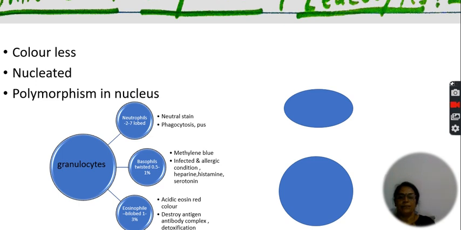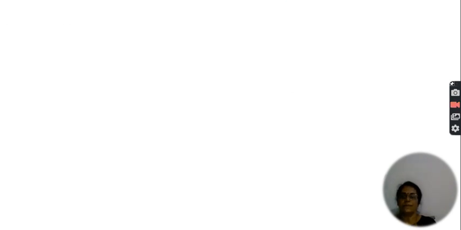Then the eosinophil, which is bilobed. Eosinophils are bilobed and acidic, stained by acidic stains, red colored. They destroy the antigen-antibody complex, for detoxification.